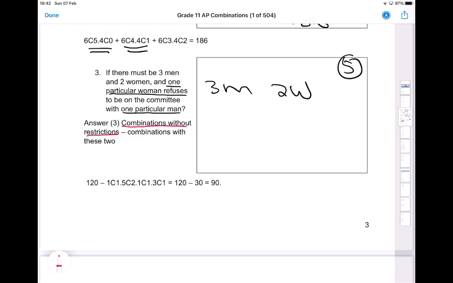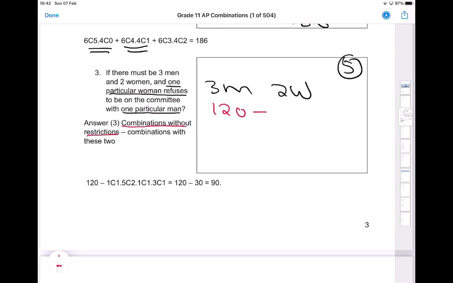But if there was no restriction, it was just going to be any 3 men and any 2 women, which we did in part 1. And we said that was 120. So that is the number of combinations without any restrictions. And then you need to subtract the number of combinations when these 2 are actually together. The question says they should not be together, and so we need to find in how many ways they can be together. Then we subtract that from the number of combinations without any restrictions.